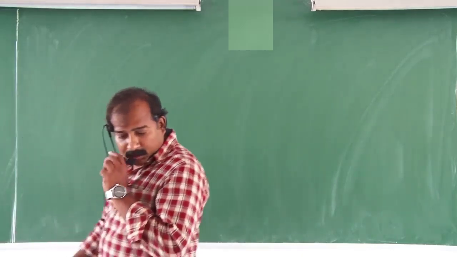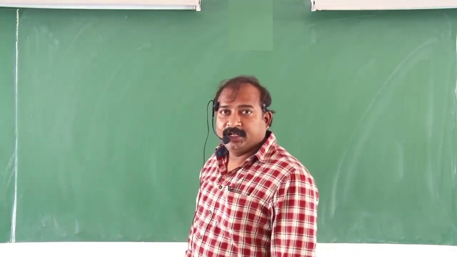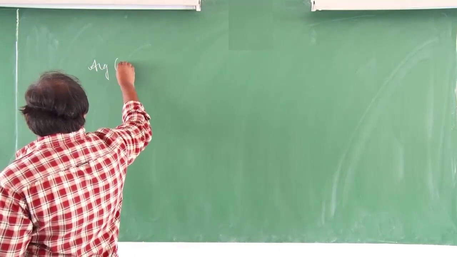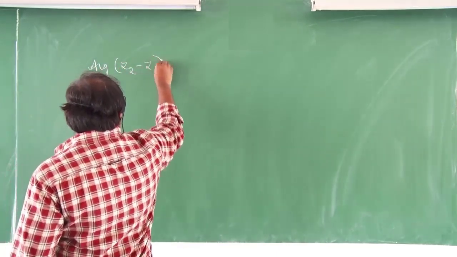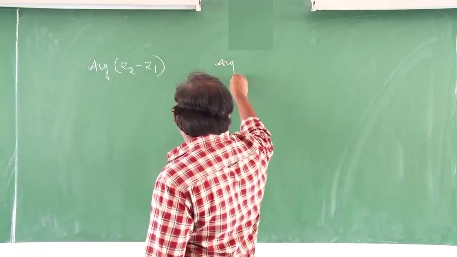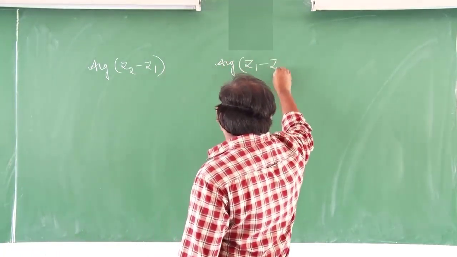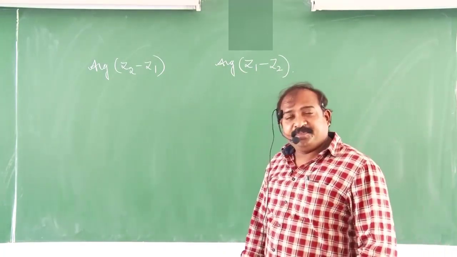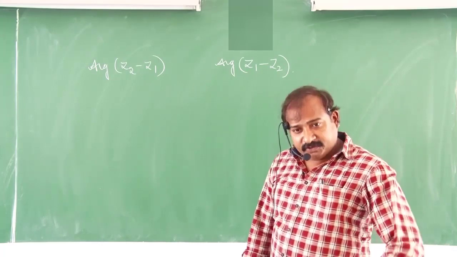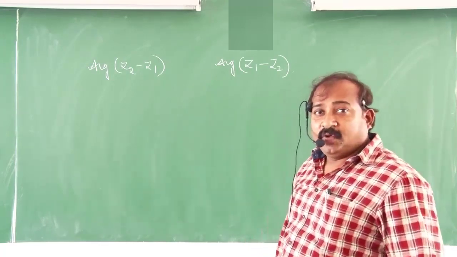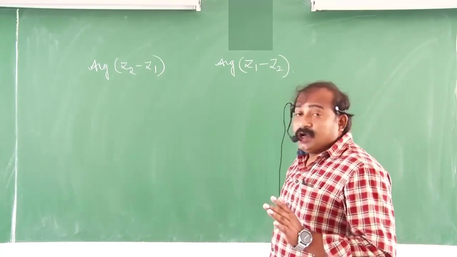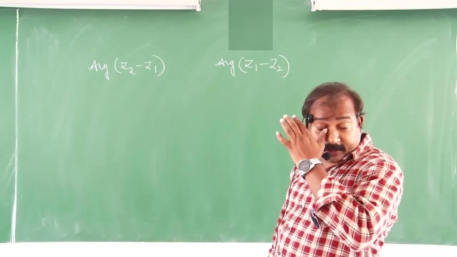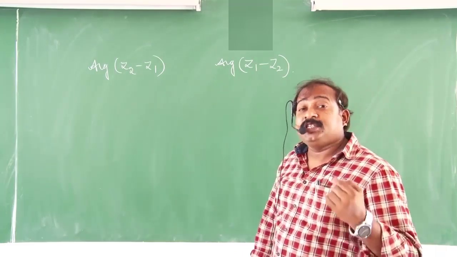A few points I will explain now geometrically. Argument of Z2 minus Z1, argument of Z1 minus Z2. Are both values the same? If they are different, what is the exact difference between the argument of Z2 minus Z1 and argument of Z1 minus Z2? Okay, a difference is there compulsorily. Now we will cross check what is the exact difference.